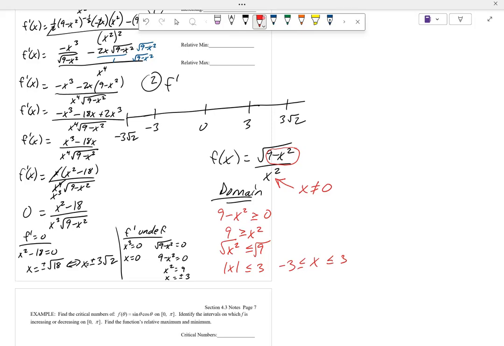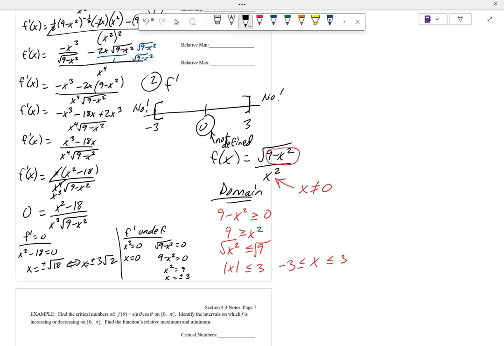So I'm cutting this off. That means I cannot even look at the 3 root 2 and the -3 root 2, right? That's like 4 point something. That's outside my domain, so I'm going to erase those completely. I can't look outside -3 and +3. I'm stuck between there. Nothing outside there. I'm stuck between -3 and +3 for my domain. And what's more, 0 is not even defined, so it's not a critical point.